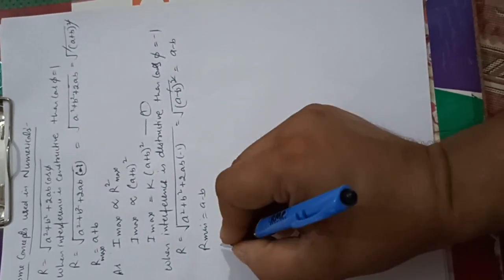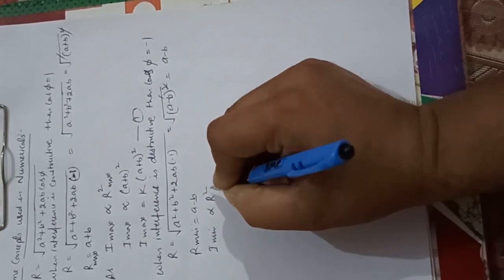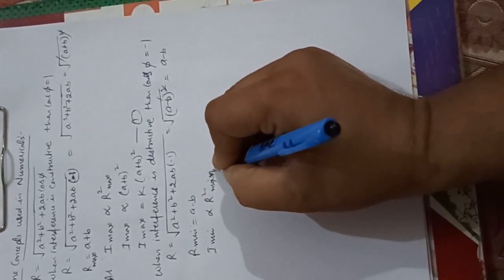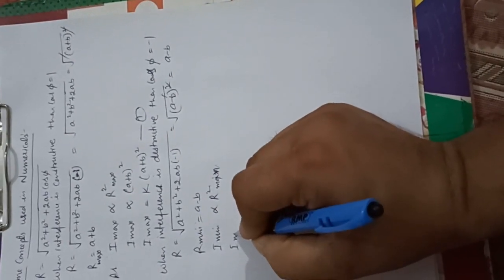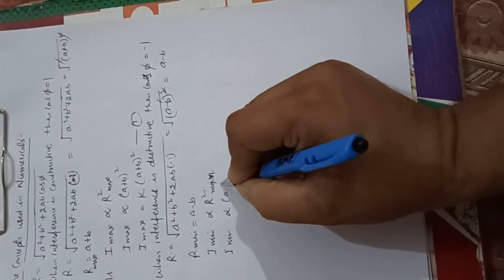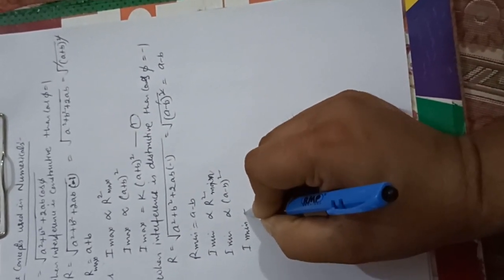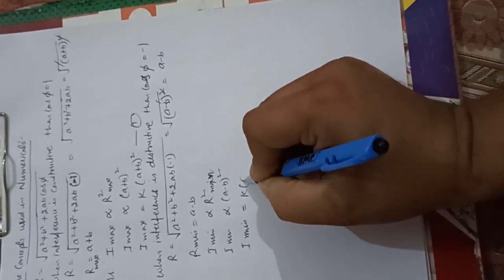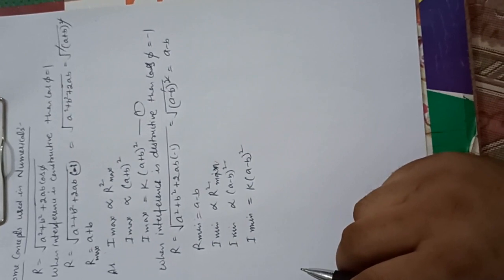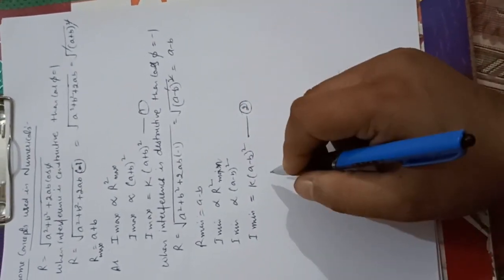Now, as we know, I minimum is directly proportional to square of the amplitude, R minimum. So I minimum is directly proportional to (a minus b) whole square. I minimum is equal to k into (a minus b) whole square. हमारे पास आ गया k into (a minus b) whole square. This is equation number 2.